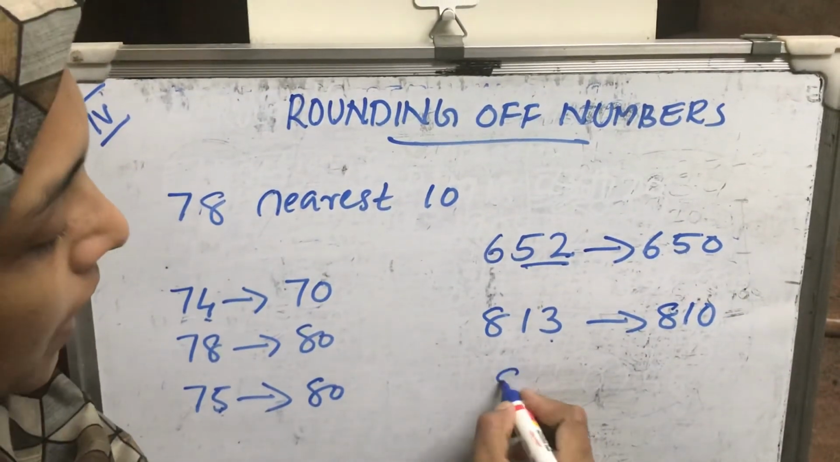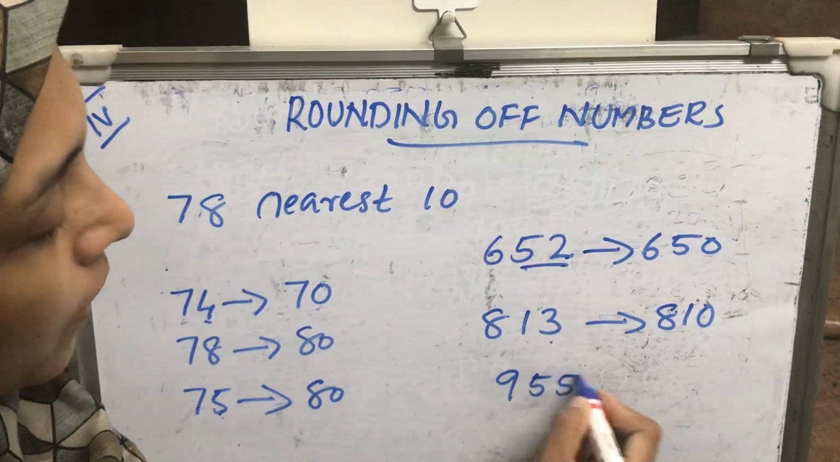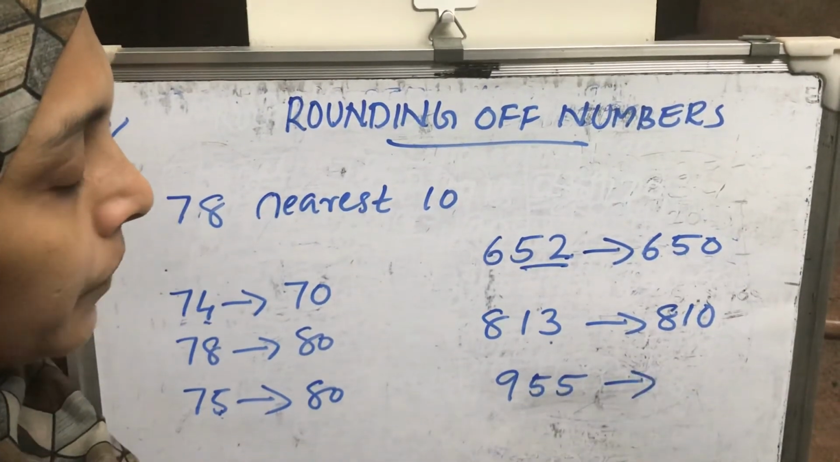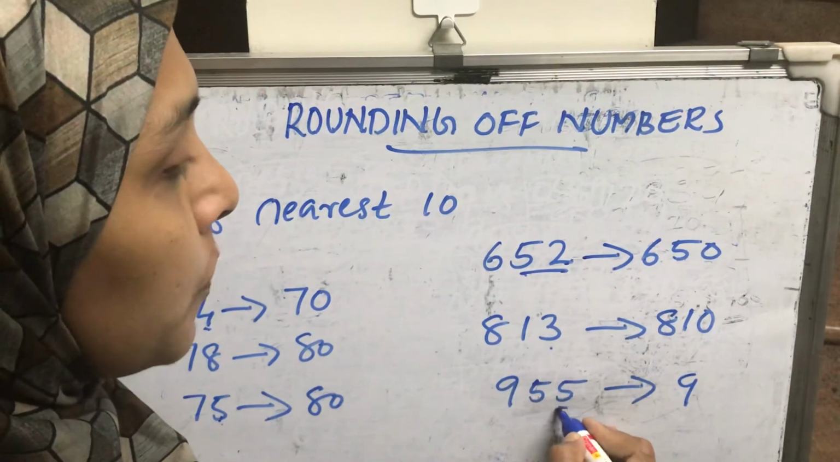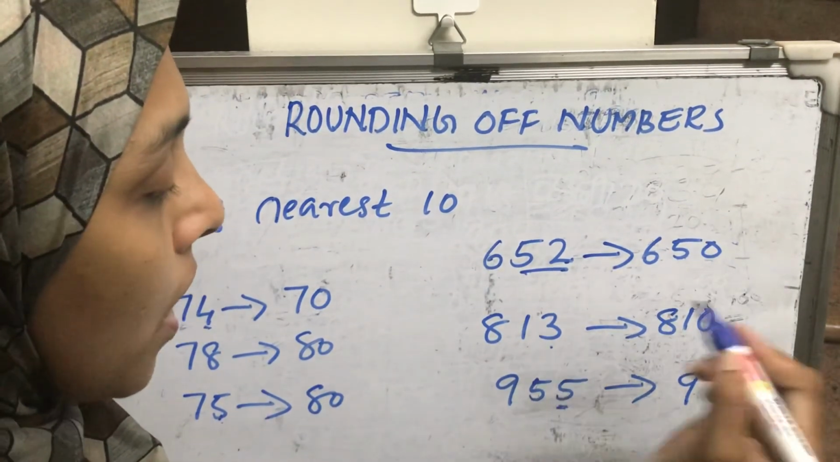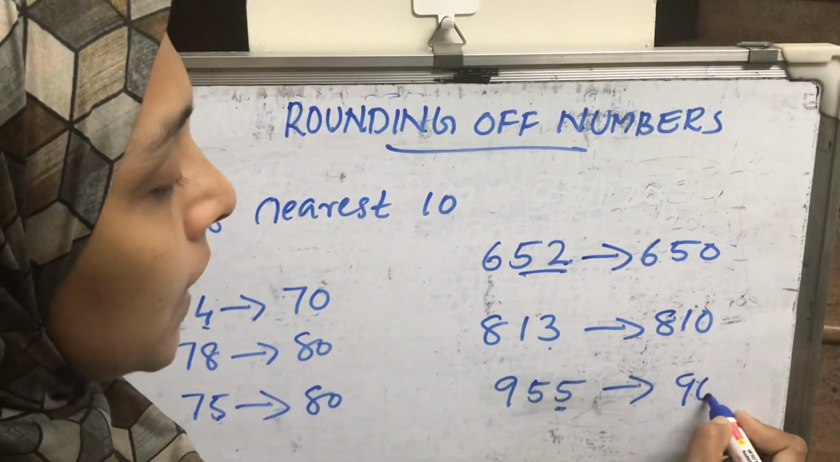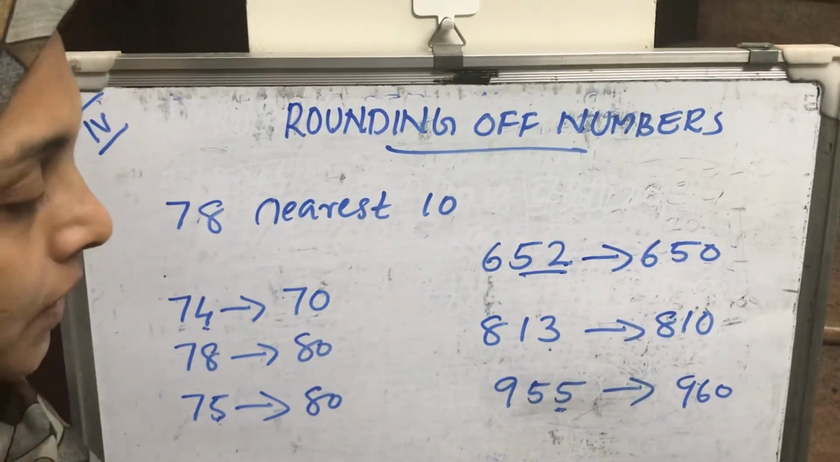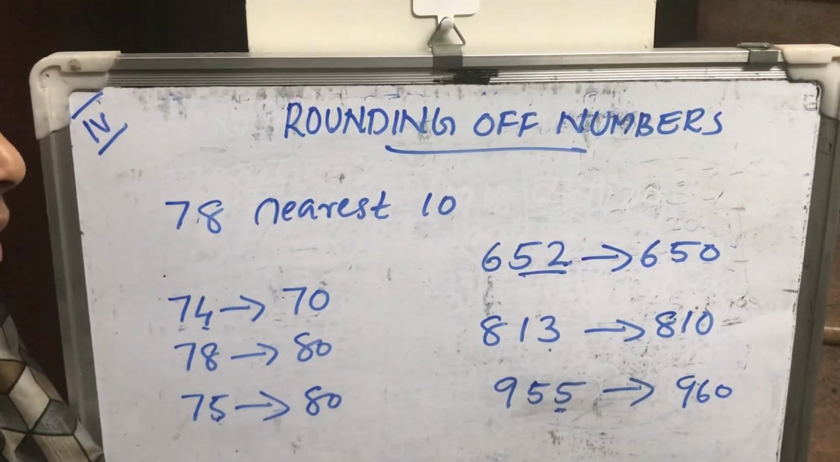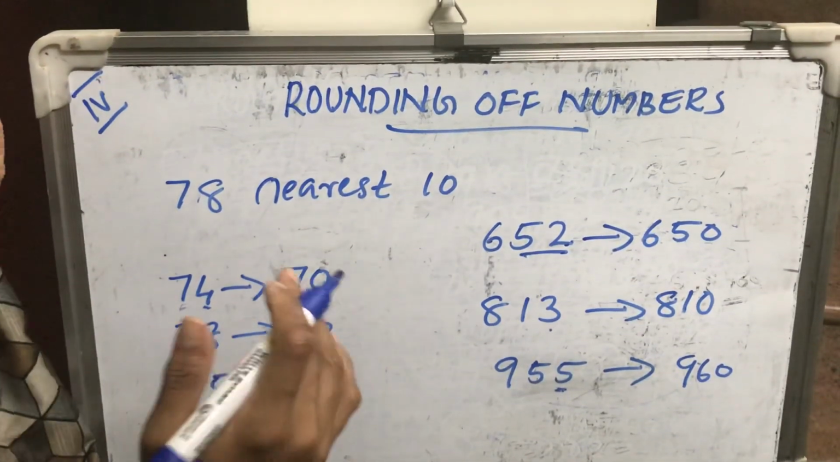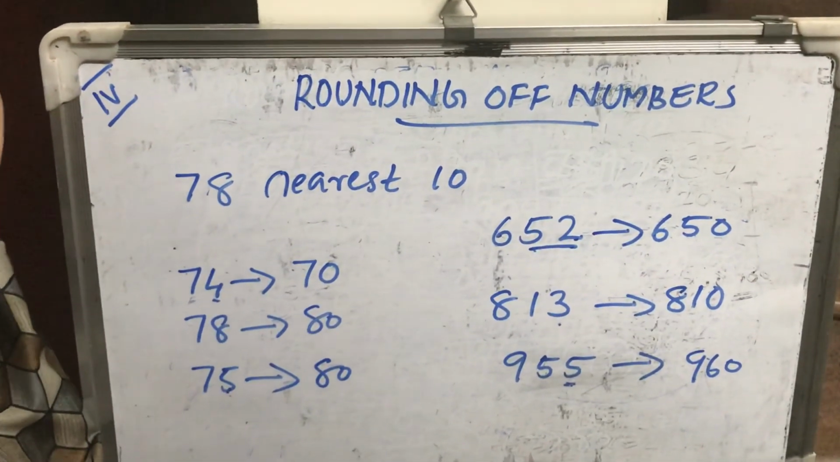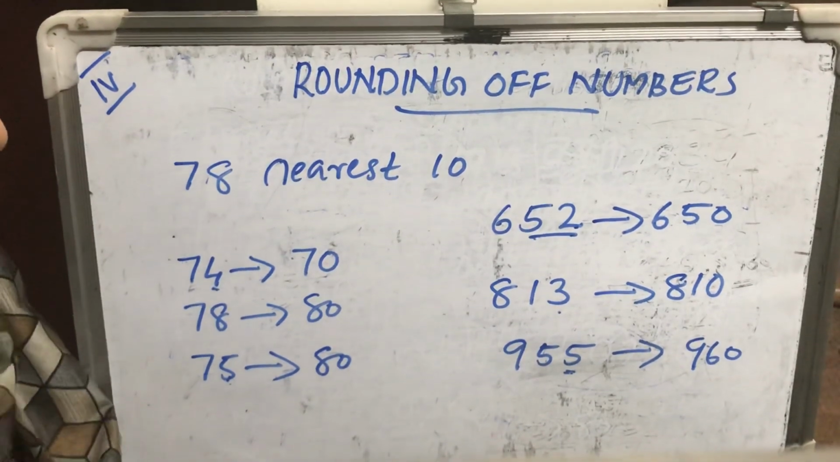If the number is 955, when we round this number, what will it be? Because the ones place digit is 5, it will round up, that is 960. These are the cases of rounding numbers to the nearest 10. Rounding numbers to the nearest 100 and 1000 also, we can discuss next class. Okay, thank you.